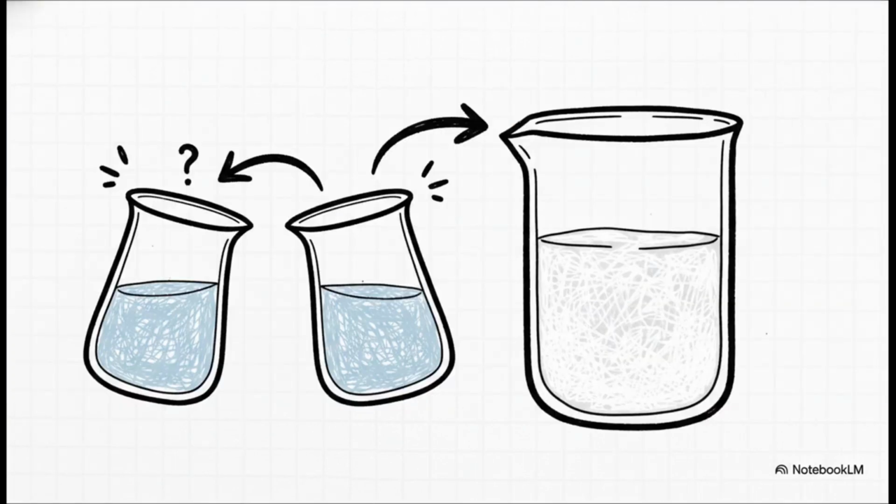And this is the classic example you need to know. You take two totally clear, colorless solutions, barium chloride and sodium sulfate, and you mix them. Instantly, a thick white solid appears out of nowhere. It looks like magic. This white stuff is your precipitate, barium sulfate. It's the textbook example of a double displacement reaction.